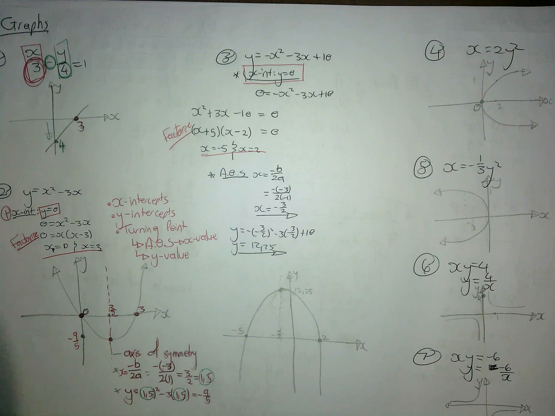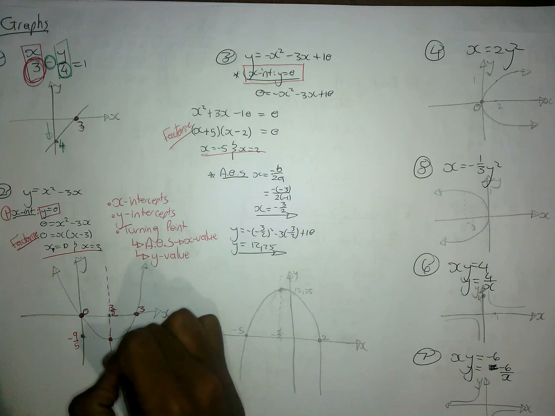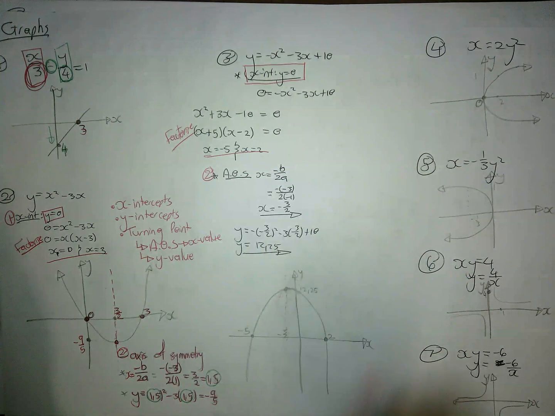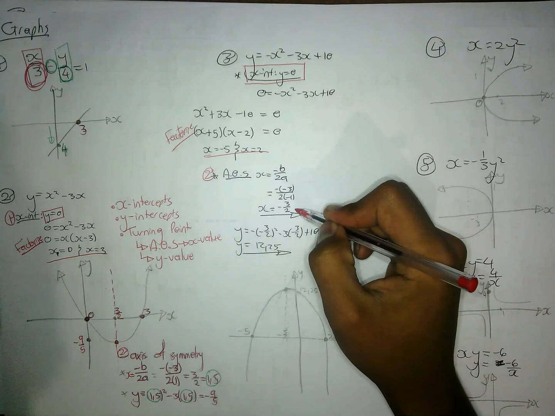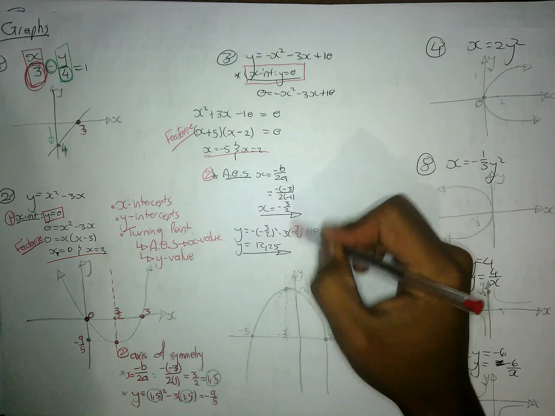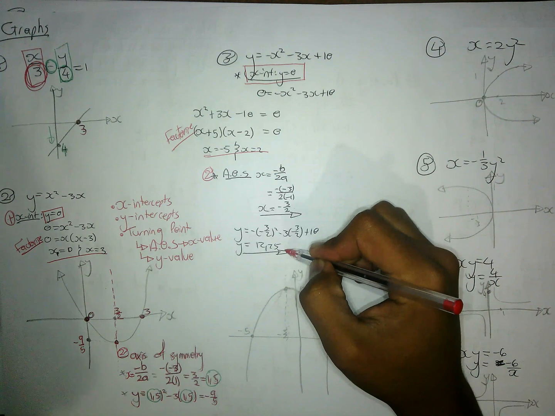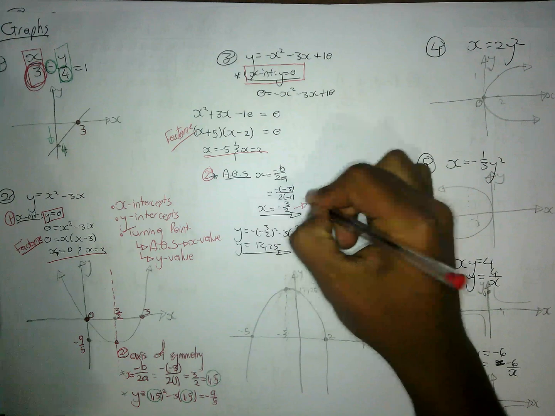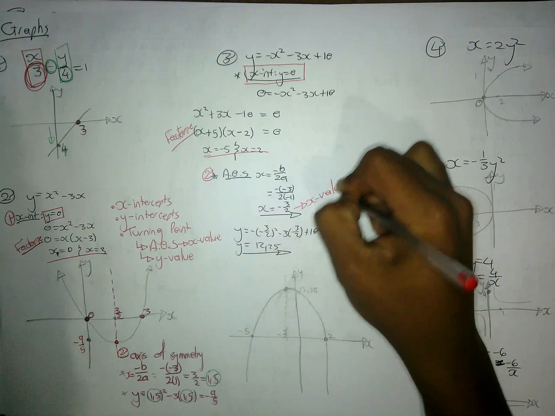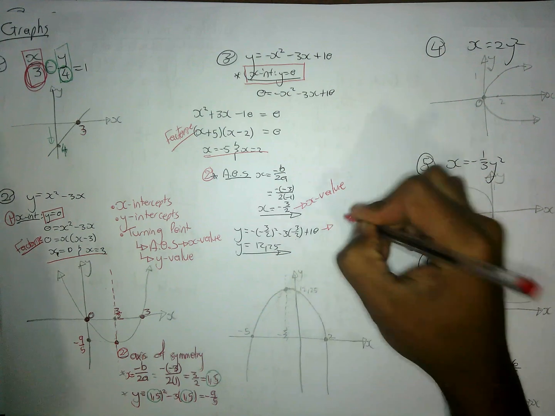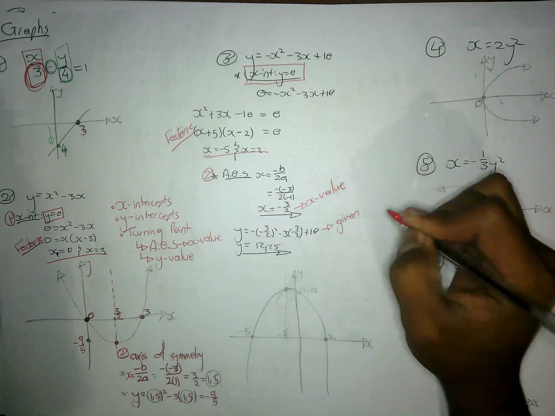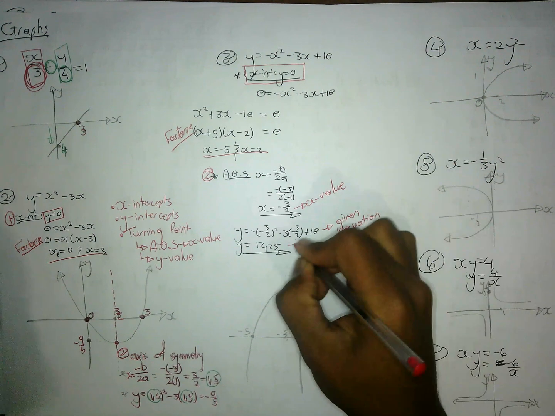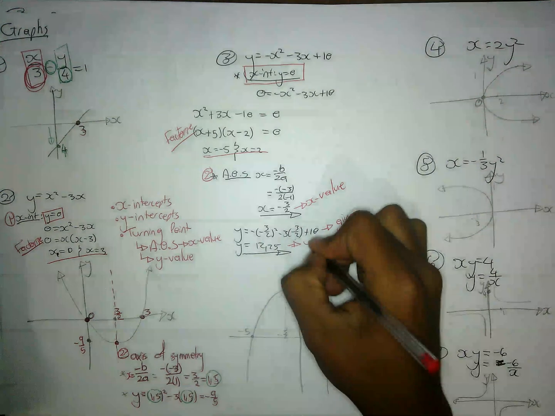Then we do the axis of symmetry. We get our x value. We substitute our x value into our given equation to get our y value. So this is our x value, this is our given equation, and this is our y value.